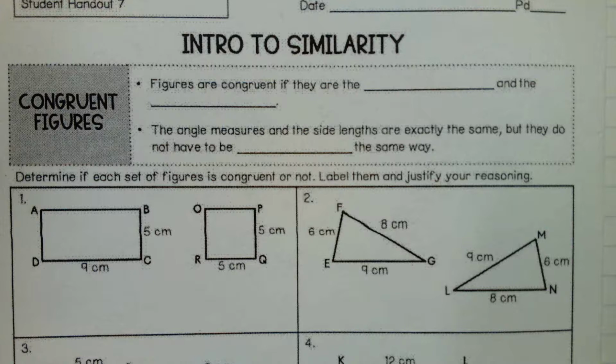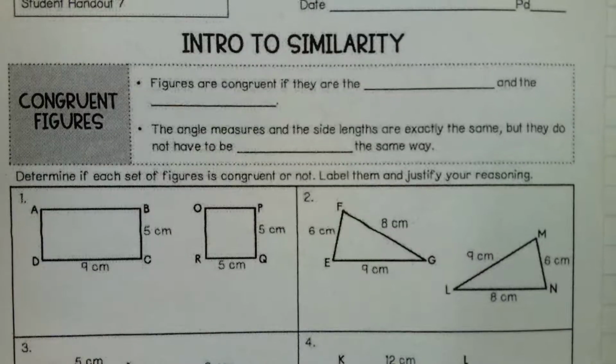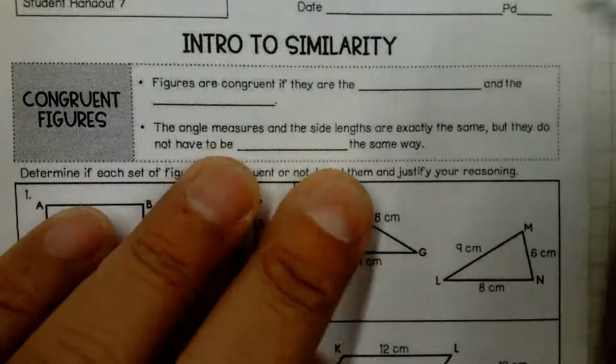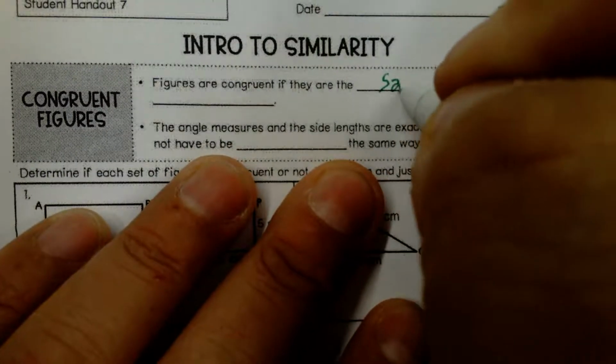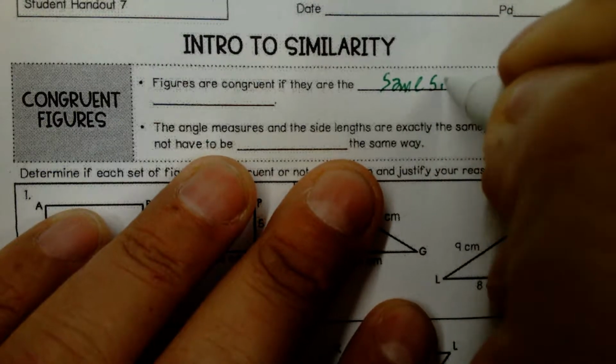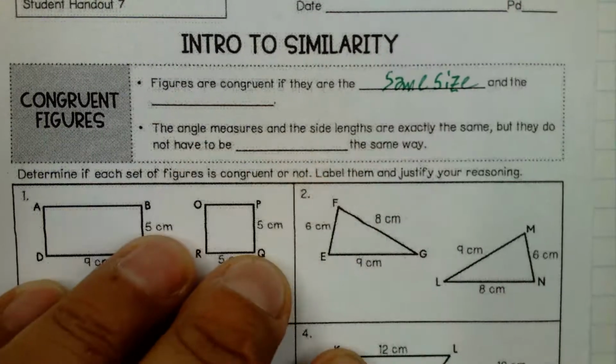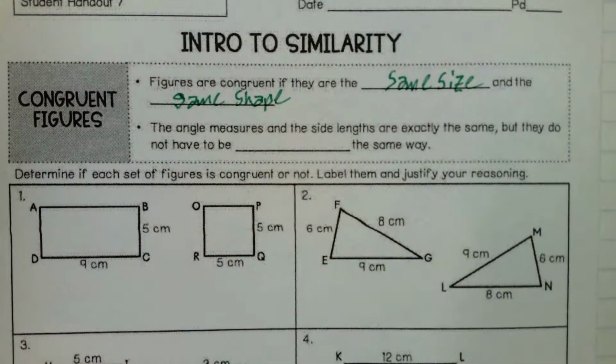Okay, so let's talk about similarity. So let's first talk about congruent figures. Congruent figures are congruent if they are the same size and the same shape. Okay, same size and the same shape.